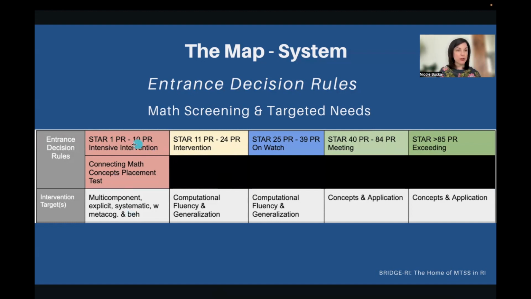So in this particular school, they give a placement test for their intervention, their multi-component intervention, to know exactly where to start. Okay, the map. The top is the entrance decision rules, which then categorizes students' need.